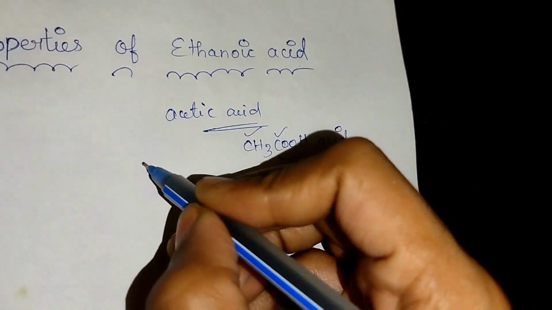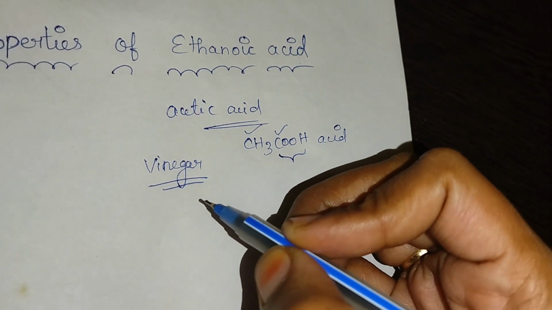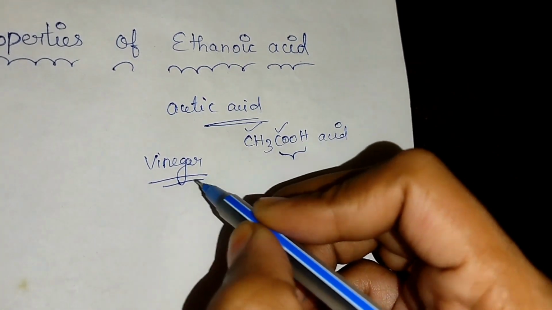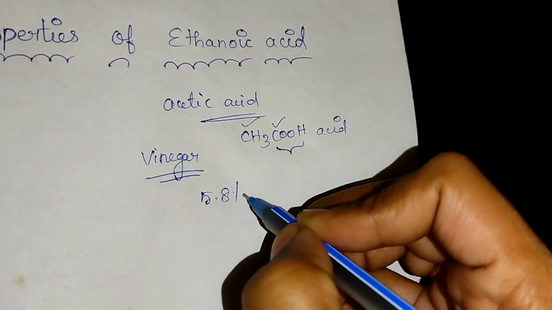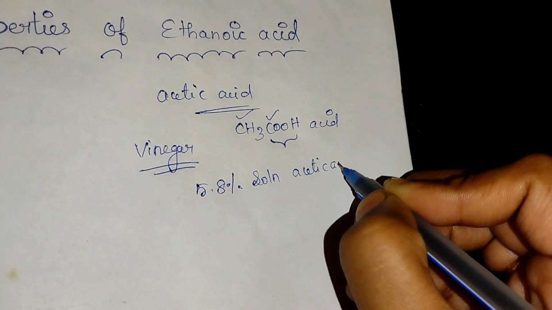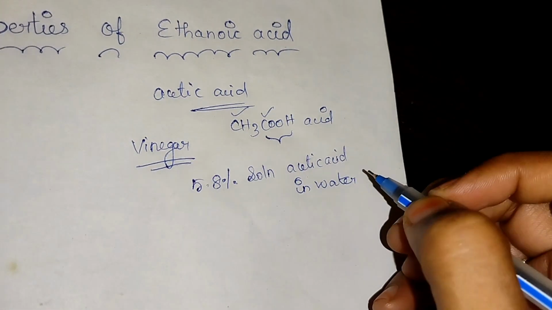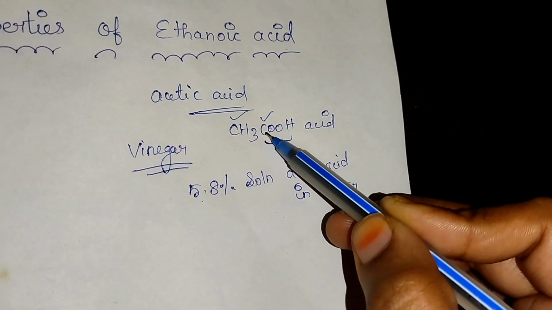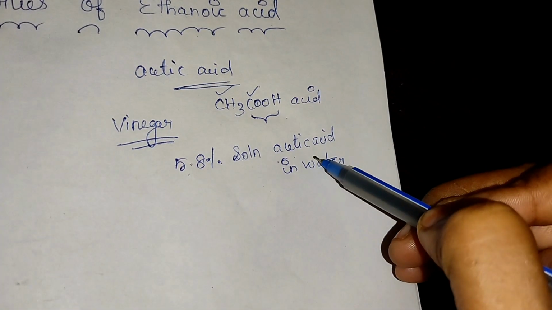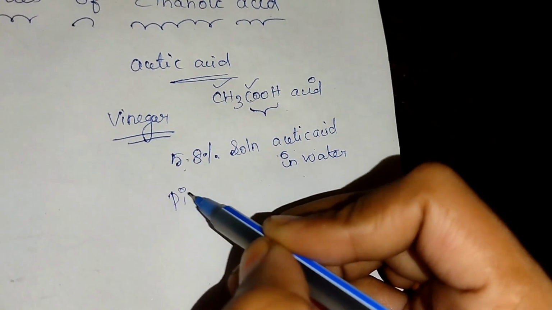And do you know vinegar? Vinegar is used in pickles as a flavoring agent and as a preservative. Vinegar is a 5.8 percent solution of acetic acid in water. From this acetic acid, a 5.8 percent solution of acetic acid mixed with water is known as vinegar, which is used in pickles.